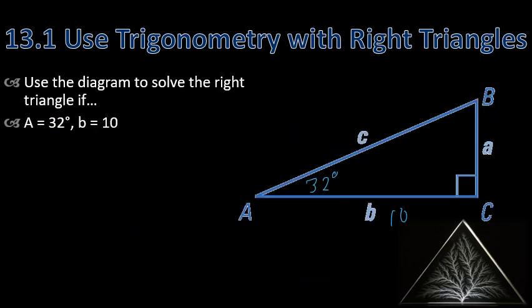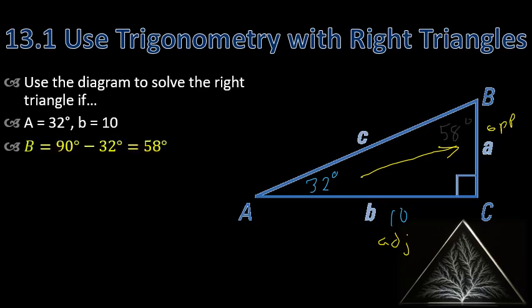Let's try another one. This time we know angle A, but it's 32 degrees. That's not a special right triangle, so we get to use our calculator, what you've been dying to use. B is adjacent. Let's find side A. Side A would be the opposite, because it's the other side of the triangle.